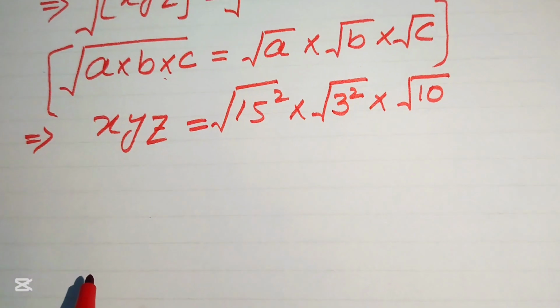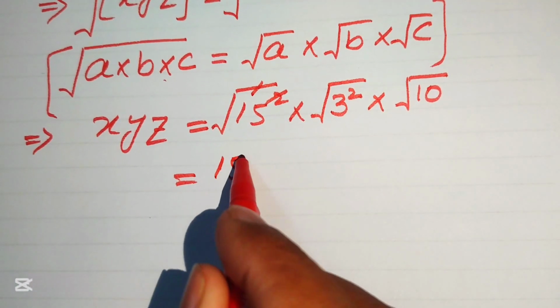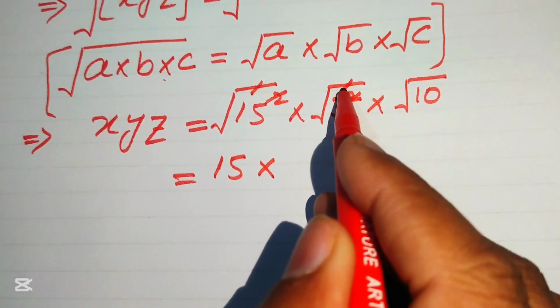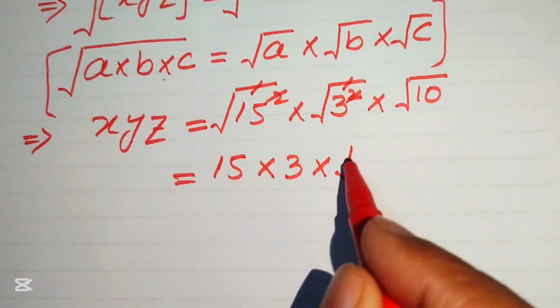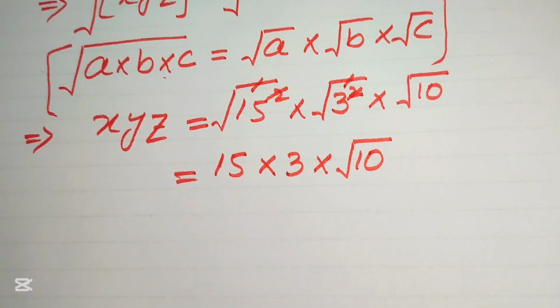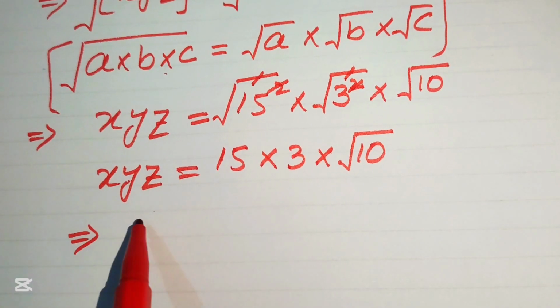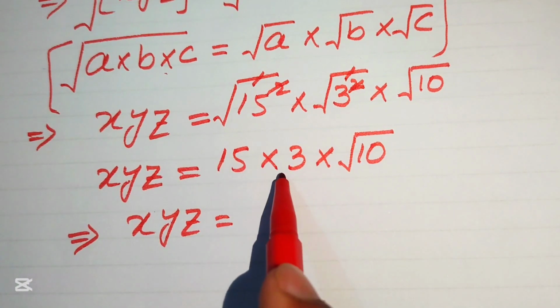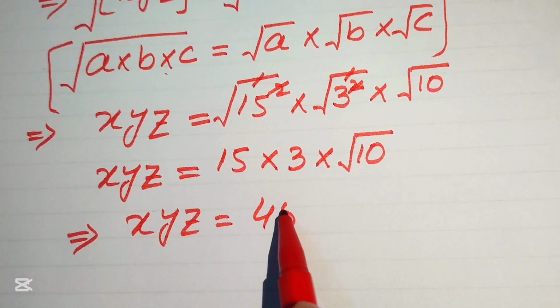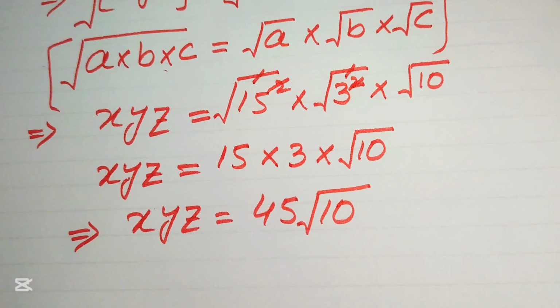Okay, so now in the next step we have this 2 is cancelled out by the square root, and we get 15 multiplied by this 3 is cancelled out by this square root, and we get 3, and it is multiplied by square root of 10. So that we have xyz. So finally we have xyz equals 15 times 3 becomes 45, and 45 times square root of 10. So this is the value of xyz.